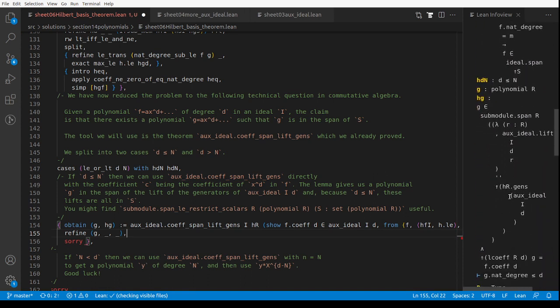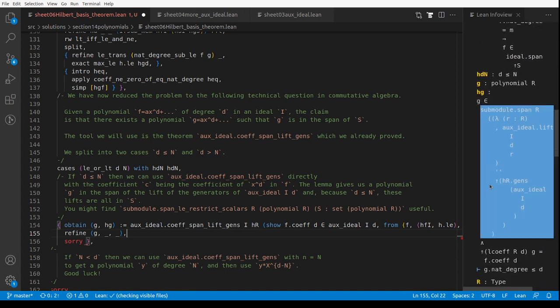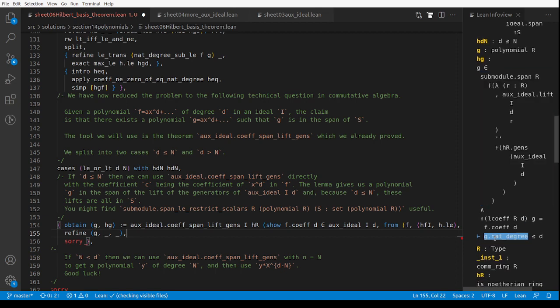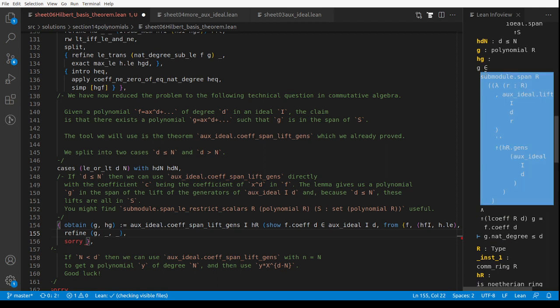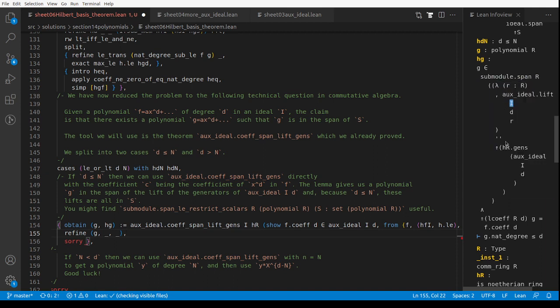I've got to prove the degree of G is less than or equal to D, and that's because G is in this span. So I need to get hold of this span. You see, G is in the R span of a bunch of generators. Yeah, everything here's got degree at most D. Right, so I know how to prove that, and it's going to use the first part of HG.